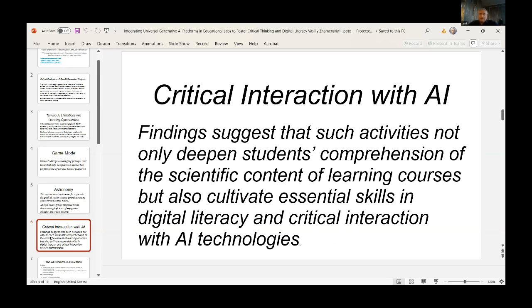So we found that these activities give students a better way of learning the scientific content, because they have to compare answers of different artificial intelligence system platforms. They have to compare images and videos with what we have in the imagination. And at the same time, they critically interact with artificial intelligence technologies, because every time they have to think whether the answer of the artificial intelligence system looks correct or maybe not correct.